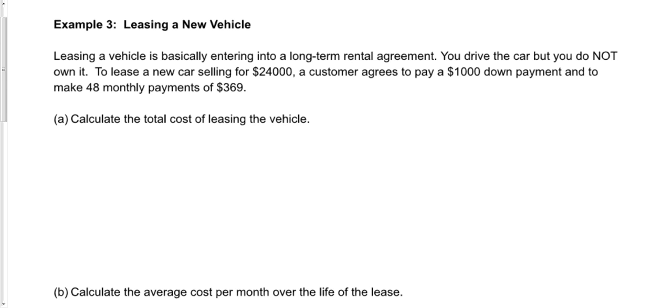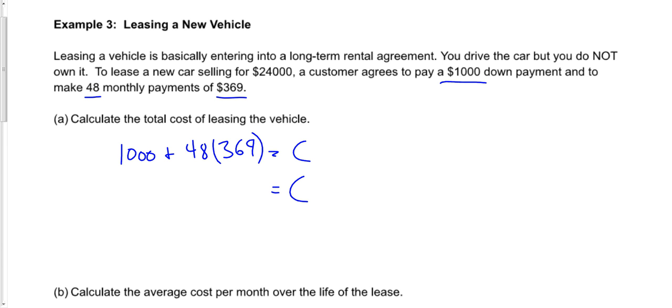So at the end of the day, how much did you pay to lease that particular vehicle? In this instance, we know that you have to put $1,000 down right now, plus you have to make 48 monthly payments of $369. And that's going to represent your total cost. So much as we did with the financing option, when you put some money down and then you have to finance the rest, we're going to follow our rules of BEDMAS here.